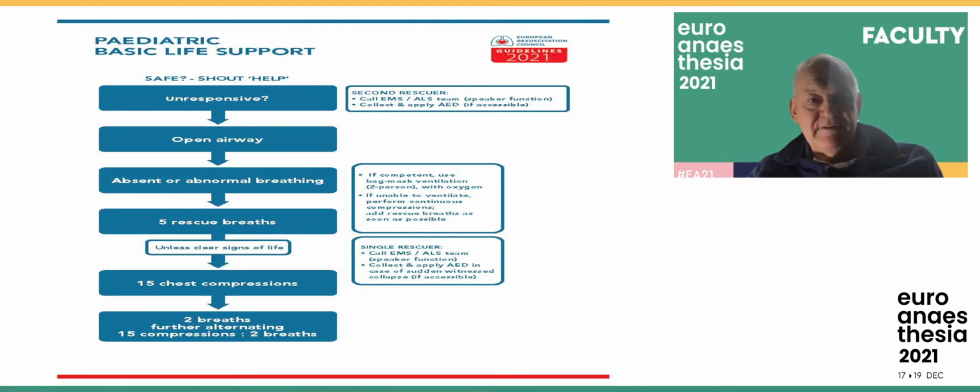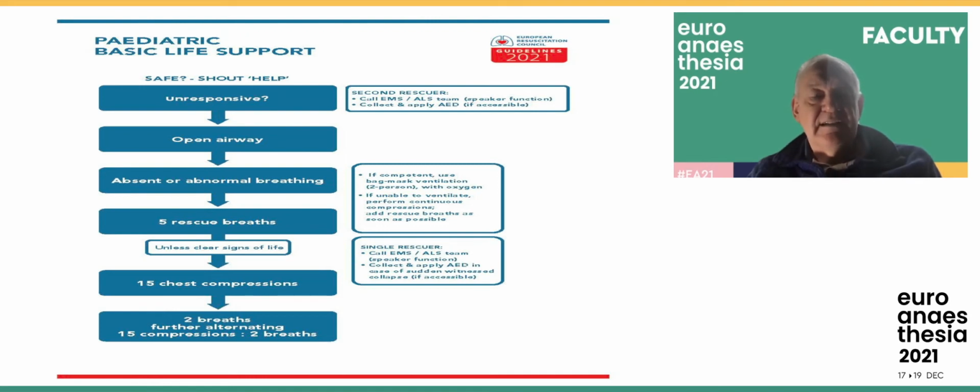So from being unresponsive, then the similar maneuvers are always performed: open the airway, and absent or abnormal breathing refers not only to apnea, but also to the presence of gasping, to agonal breathing, which sometimes is incorrectly recognized by lay people as being breathing that is sufficient. Again, in the setting of a hospital, bag mask ventilation with 2 persons is recommended as being the most effective way of delivering ventilation.